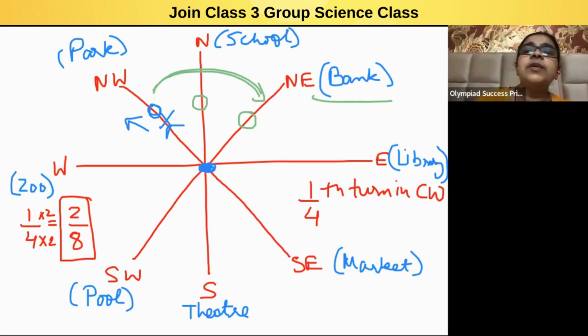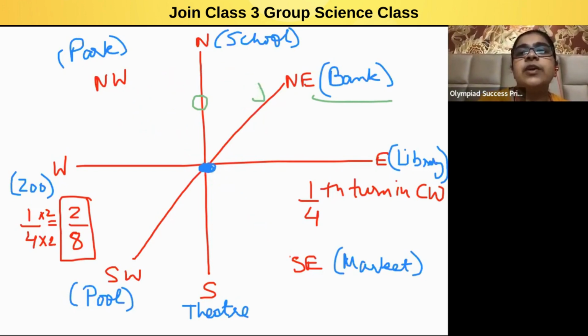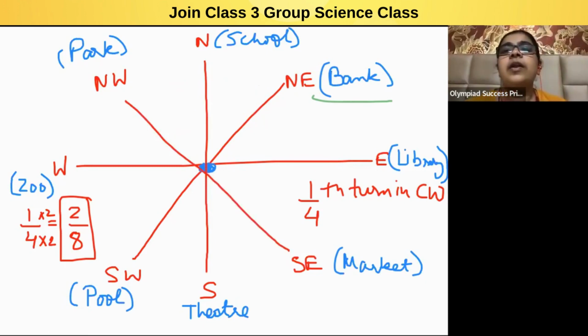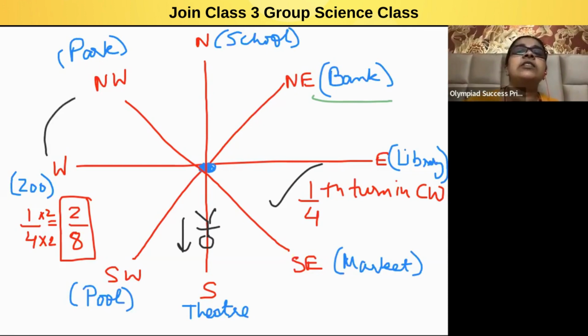This time also we will be turning 1 by 2 turn, but I am changing the initial position of this person. All right. Now this time the person is facing towards the theater. His face is towards the theater and he is taking a 1 by 4 turn in the clockwise direction. Clockwise always means the direction in which the clock increases its time. So 1 by 4 clockwise direction.